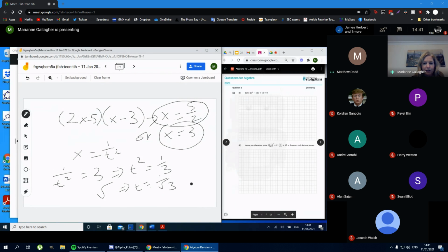So x is 5 over 2. I'm just going to erase the original bit here. Sorry, this is a bit messy. I'm only getting used to using this thing here, so bear with me.